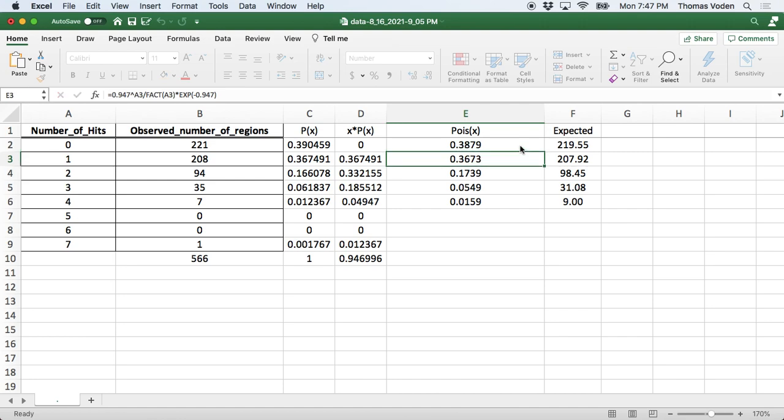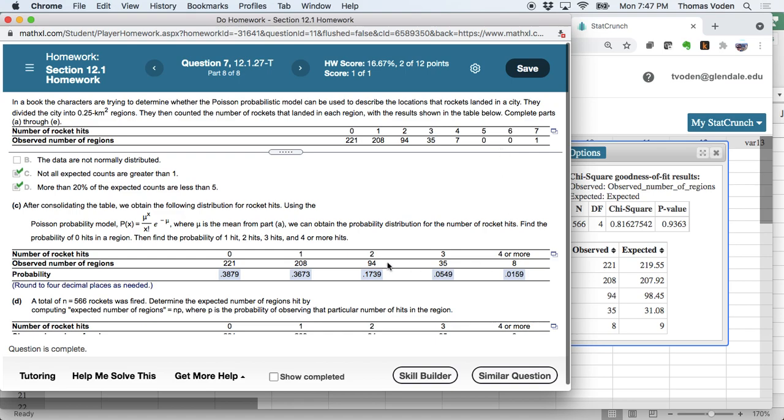And so I do this for each of these values, and you'll notice in this case they've asked us to consolidate the last four categorical options here, the 4, 5, 6, 7. So if you add up the values of 4 or more, that occurred in 8 regions. That's where they got the 8.